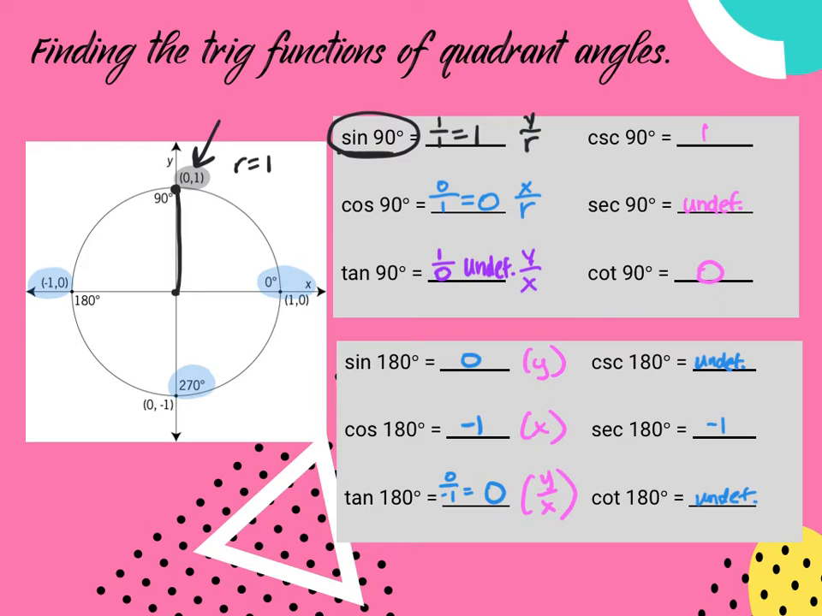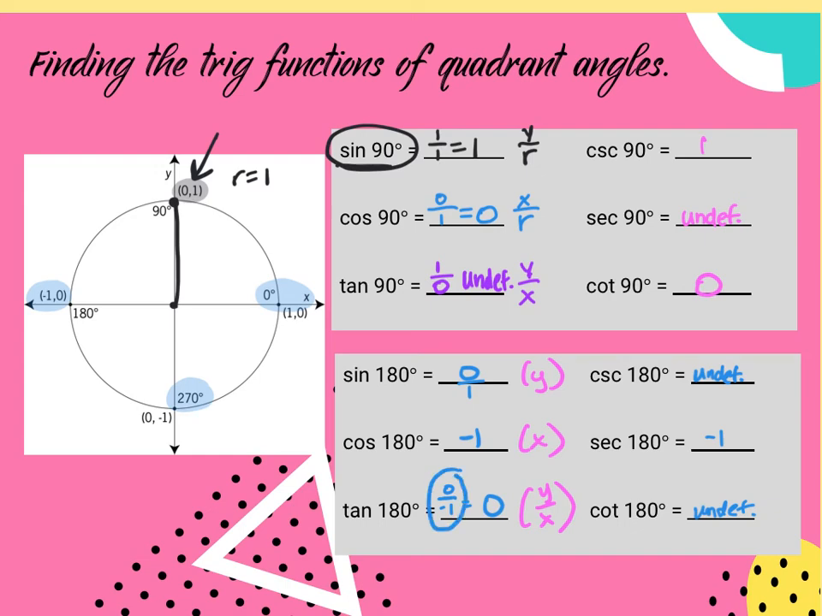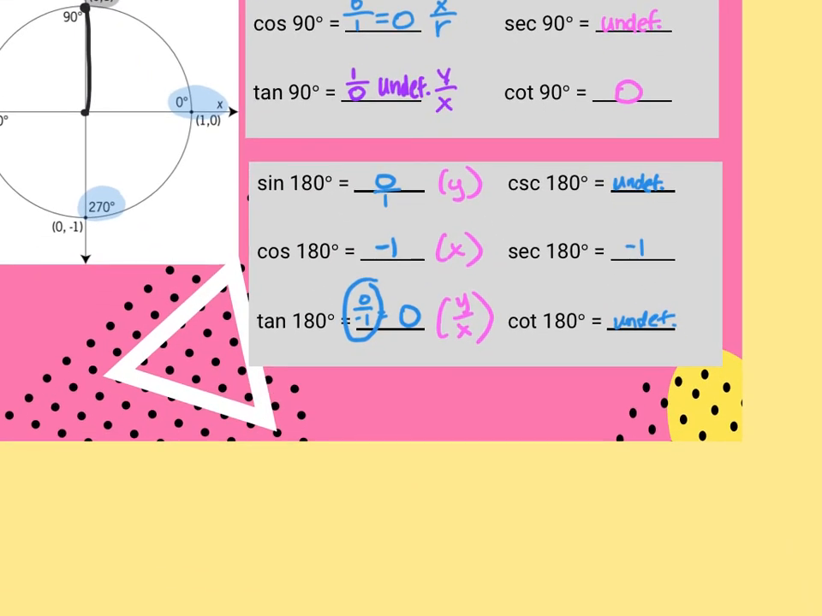Wait, why is the cosecant undefined? Because this would be 0 over 1 technically, right? And then when you flip that, it's 1 over 0. I promise you'll get more practice on the circles, and I promise it will get easier. Wait, but why is the last one undefined? Because it's 0 over negative 1, right? So what's the reciprocal of that? Negative 1 over 0. The reciprocal of 0 is always going to be undefined.